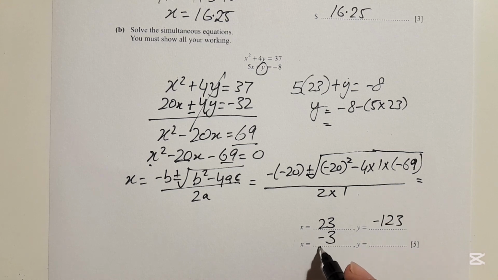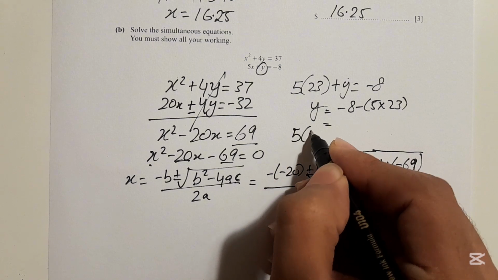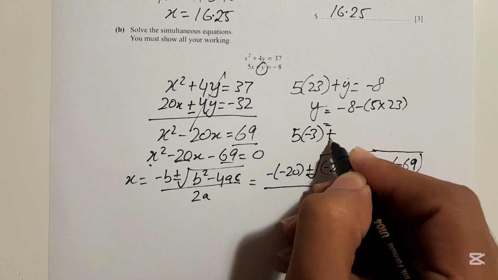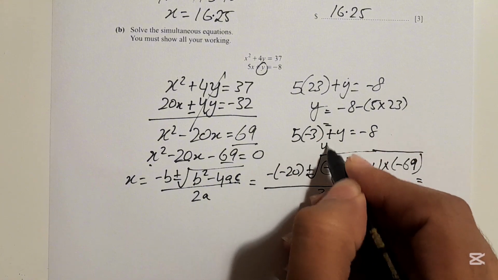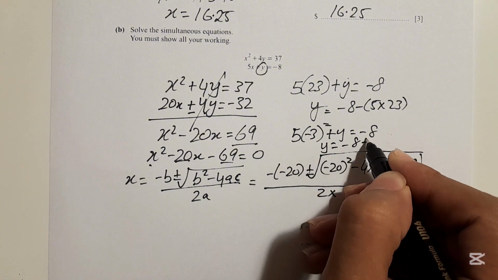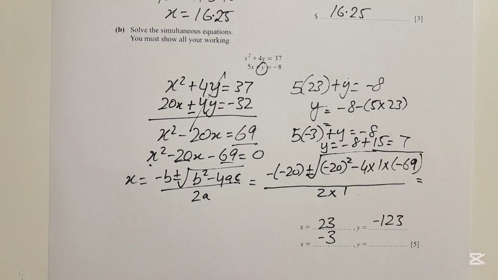For x which has the value minus 3, we will do 5 times minus 3 plus y is equal to minus 8. So we'll move this over there. y is equal to minus 8 plus 15, that is 7. So the x value of minus 3 will have a value of 7 as y. So this is how we will be doing part B of question 8.